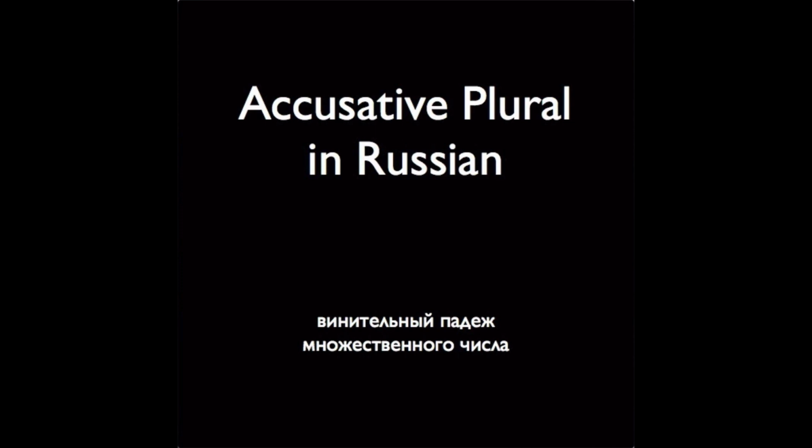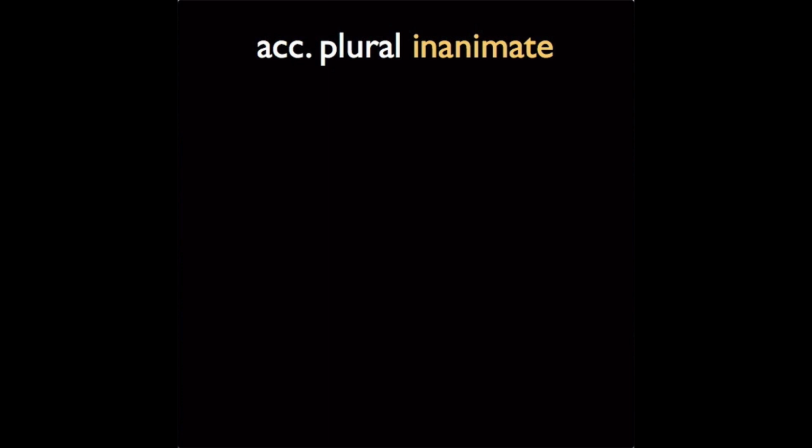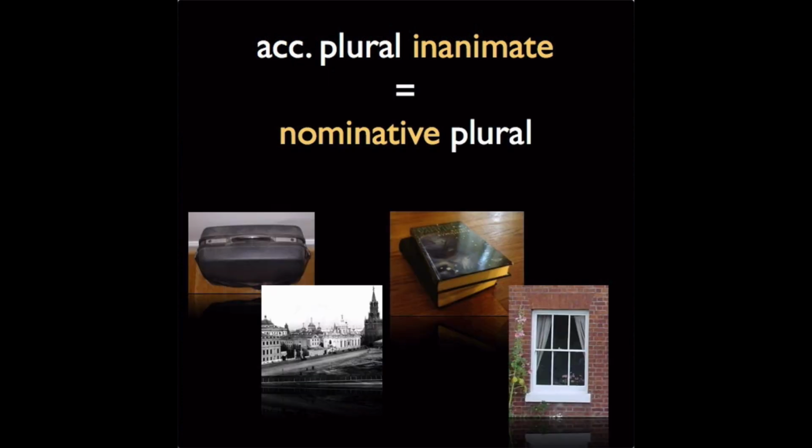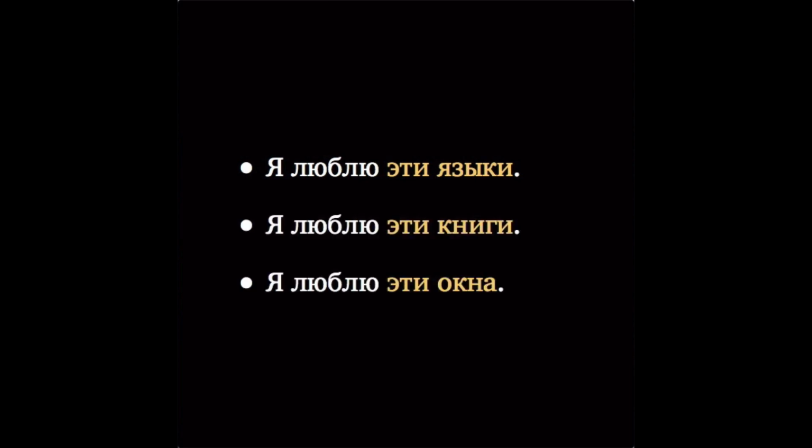We saw in a previous video that the accusative plural endings look just like the nominative plural if the noun refers to something inanimate, that is, objects, not people or animals. For example, Я люблю эти языки. Я люблю эти книги. Я люблю эти окна.